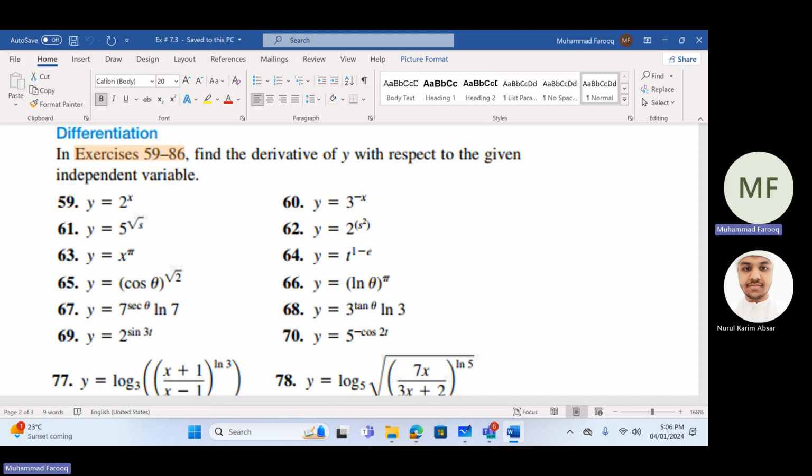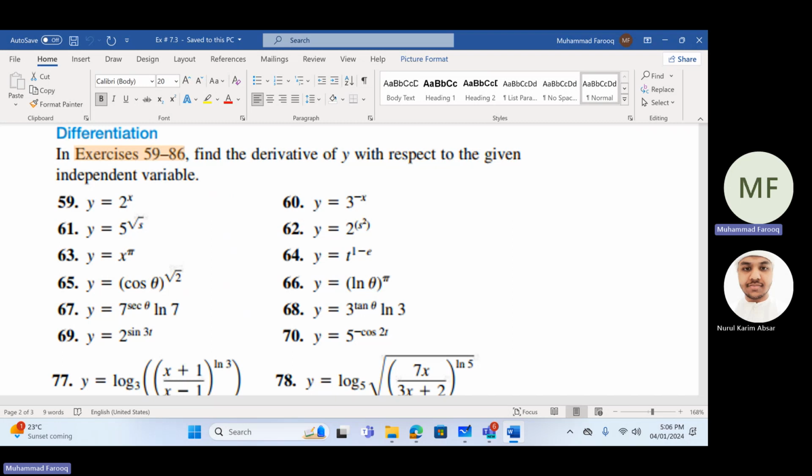Because directly we have no rule. What is the derivative of a power x? The derivative of e power x is e power x, we know. But the derivative of a power x is not available. So first of all, we change base a into base e, and then we differentiate.